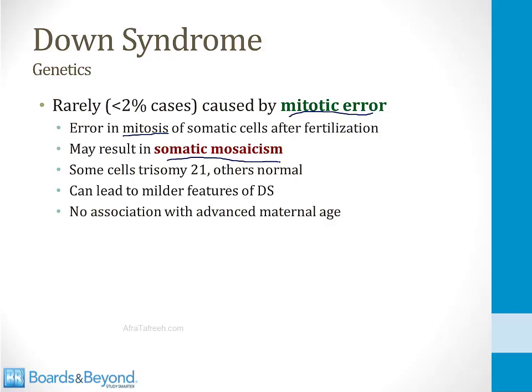Mosaicism is when some cells have different numbers of copies of chromosomes compared to others. So in this situation, when there's a mitotic error, the child will have some cells with 3 copies of chromosome 21 and other cells will be normal. This can lead to milder features of Down syndrome, as you can imagine, because some cells in the body have the normal numbers of chromosomes, and this is also not associated with advanced maternal age. This is a sporadic error.